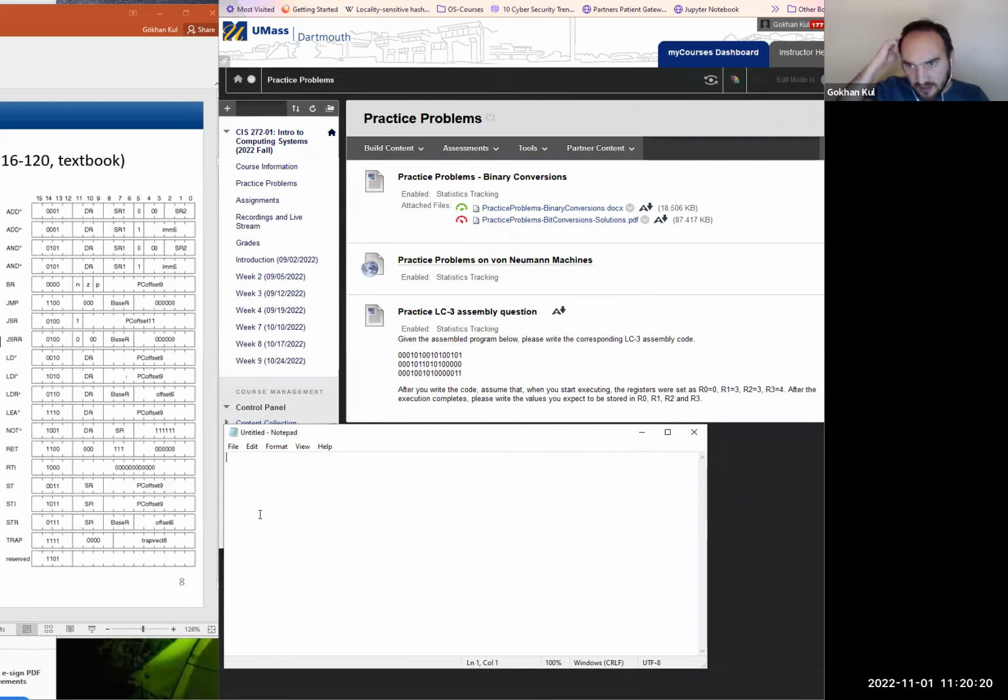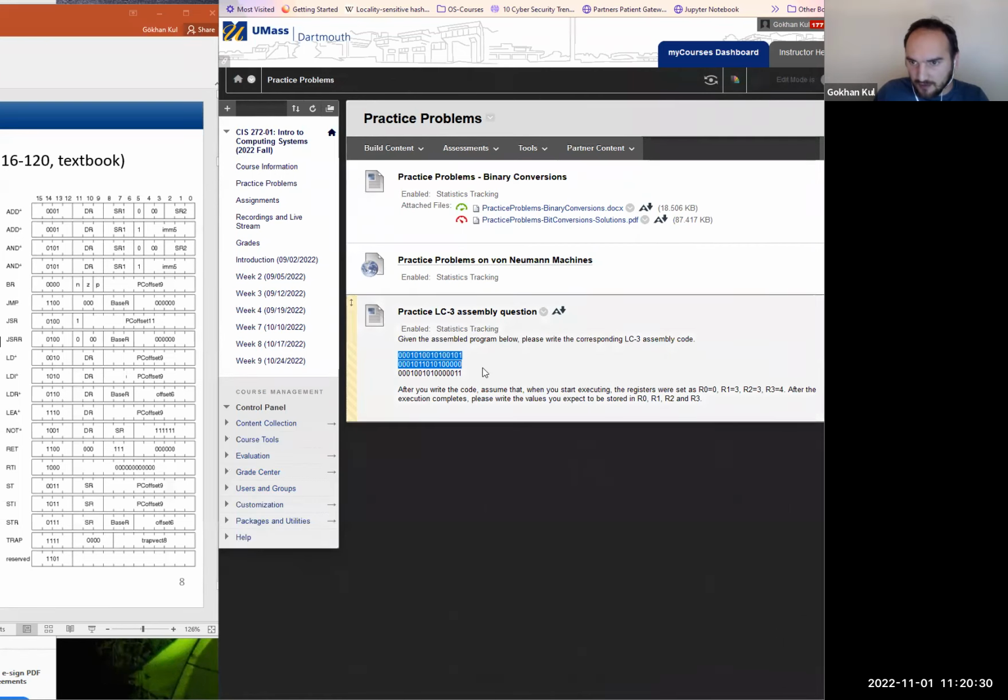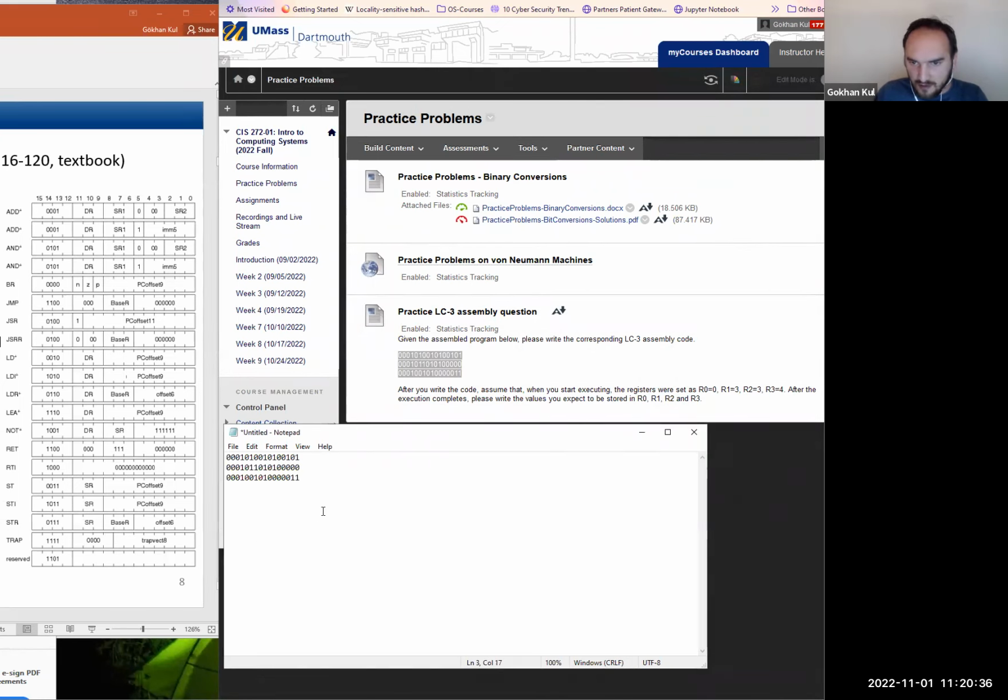Okay, so I am now solving a practice question for the LC-3 assembly question. The first thing that I'm going to do is take these numbers and copy them into this notepad so that I can make my assessments and conversion on how I should be approaching these problems. Before I do anything about the registers, I'm just going to decrypt the binary format into the assembly code.